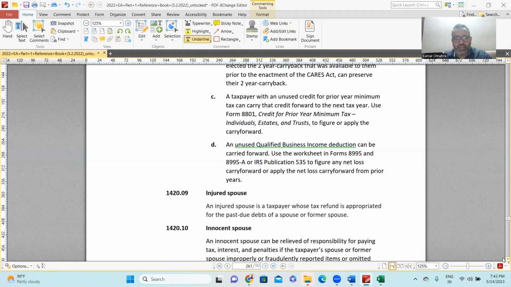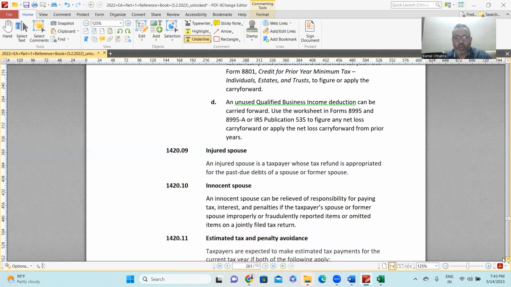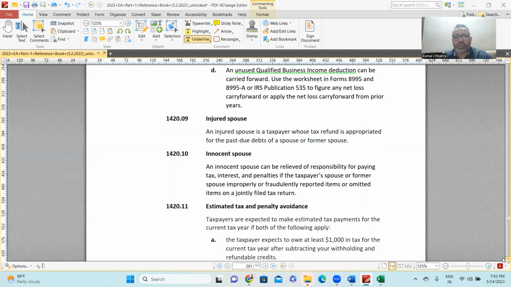Next one is injured spouse. An injured spouse is a taxpayer whose tax refund is appropriated for the past due debts of the spouse or former spouse. So an injured spouse is a taxpayer whose tax refund is appropriated for the past due debt of the spouse or former spouse.